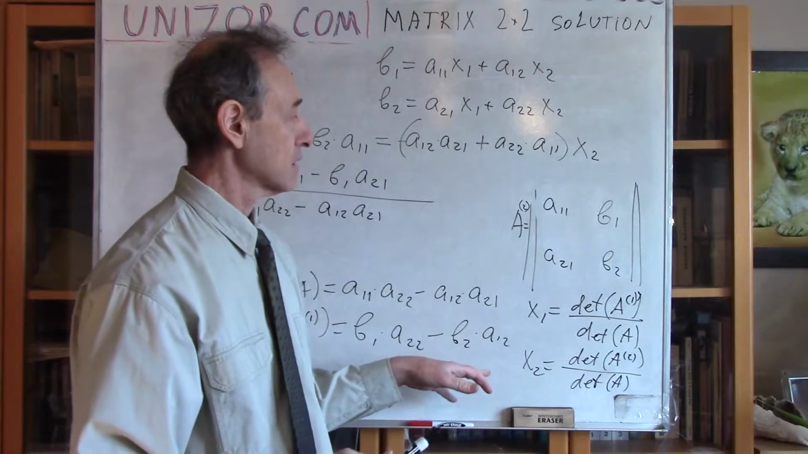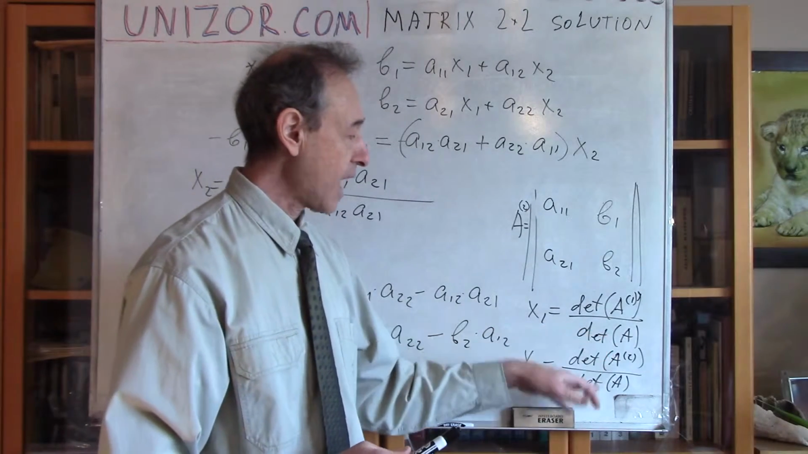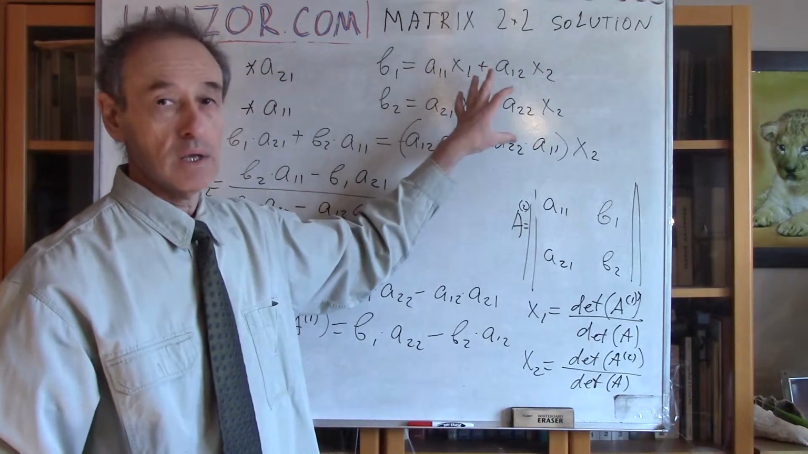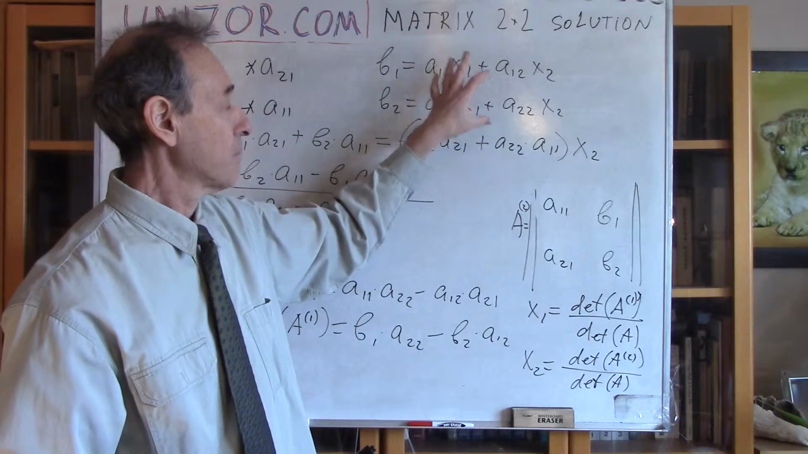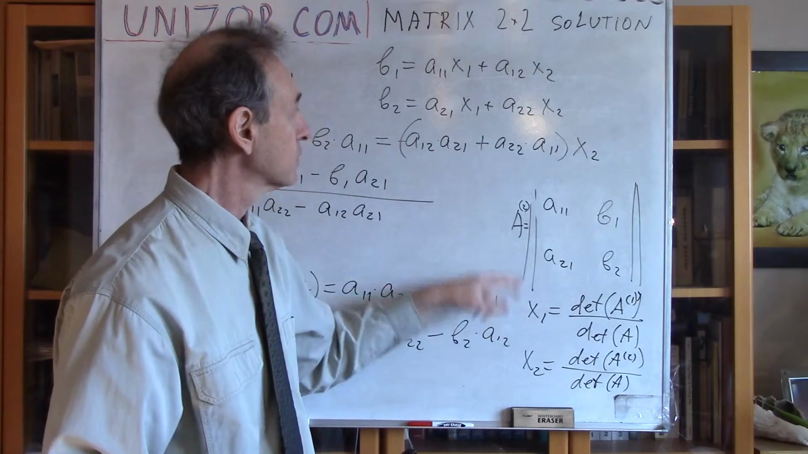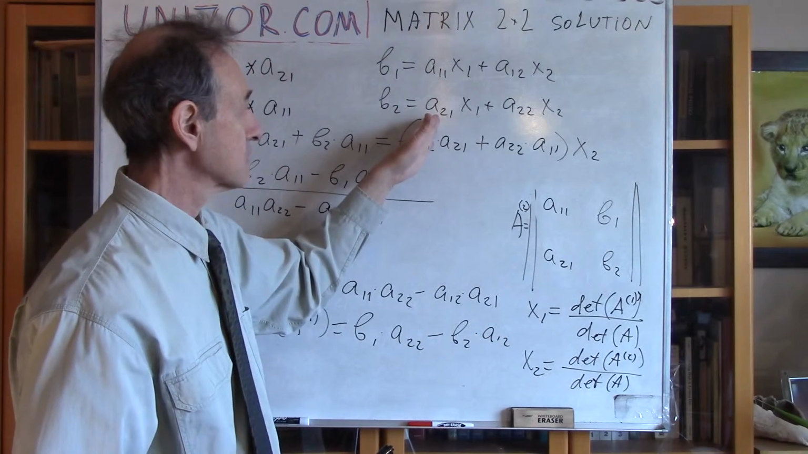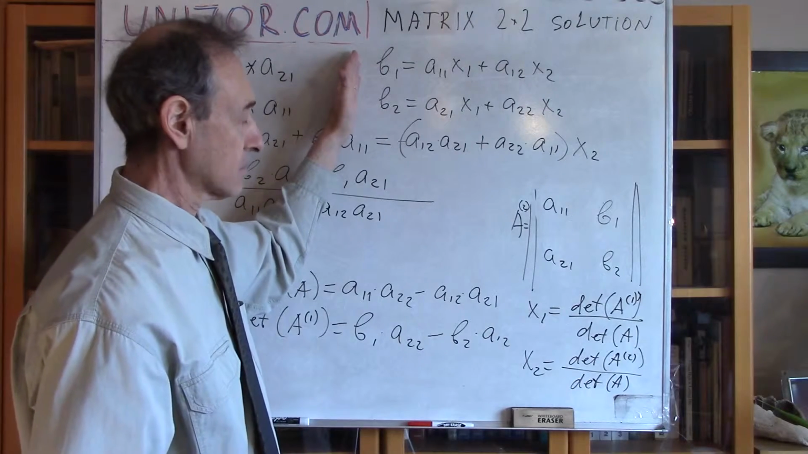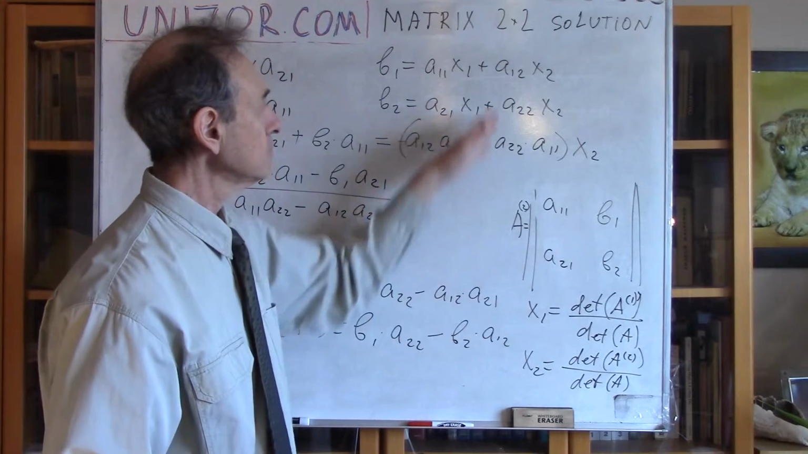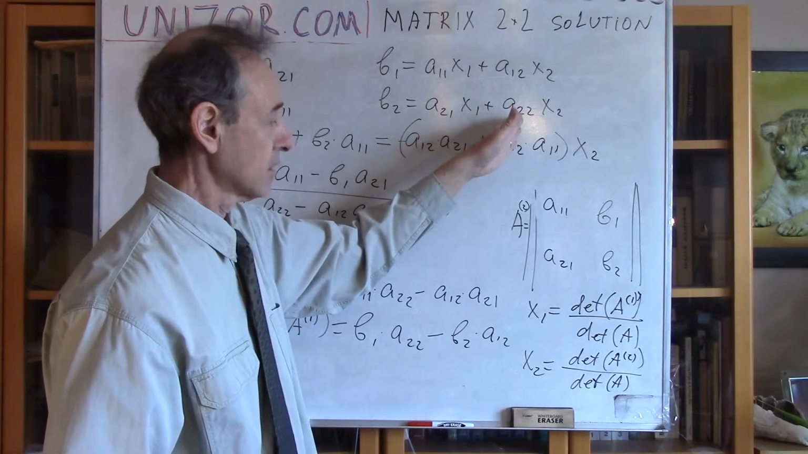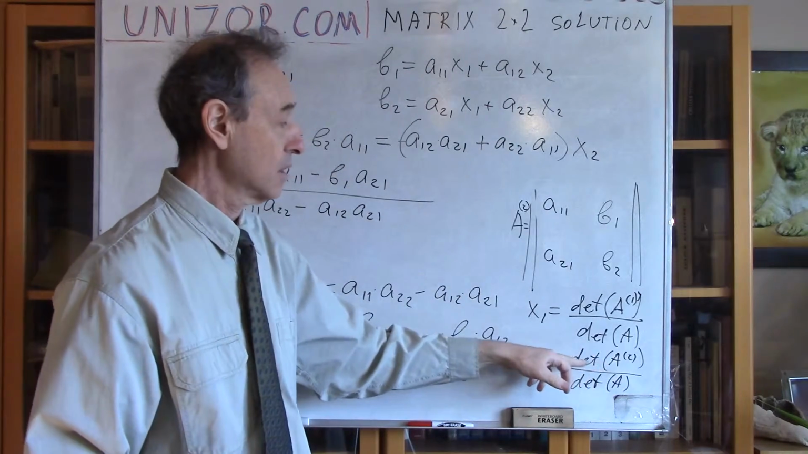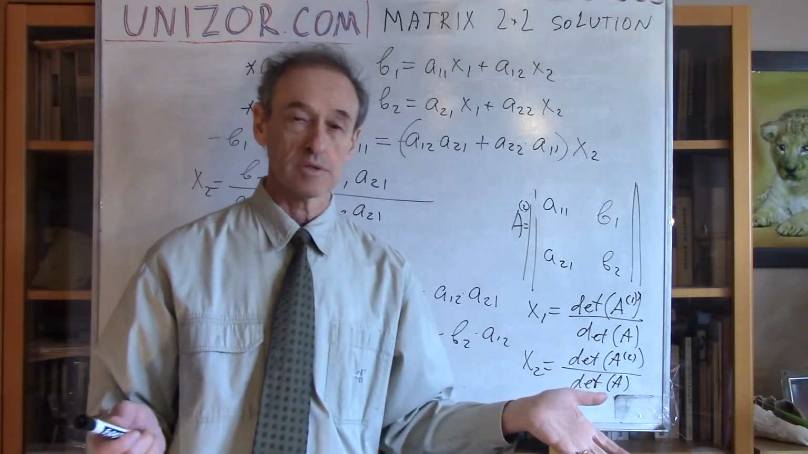What you have to do is, first of all, the denominator for all of these solutions is exactly the same. It's the determinant of the matrix of the coefficients. And for the numerator of the first one, you have to substitute in this matrix the first column with free members and get the determinant. For the second unknown variable, you have to substitute the second column in the matrix of the coefficients with the free members and get the determinant. And that's how basically you get the solutions.